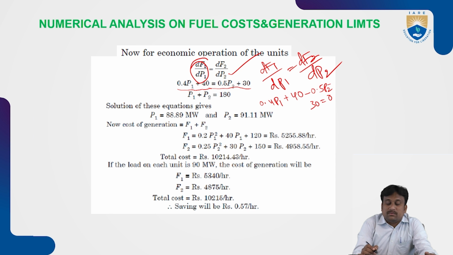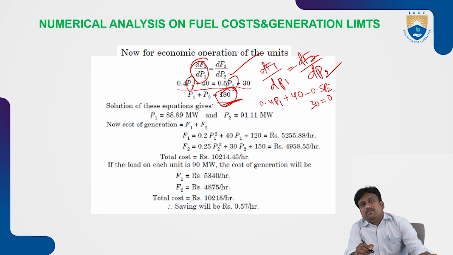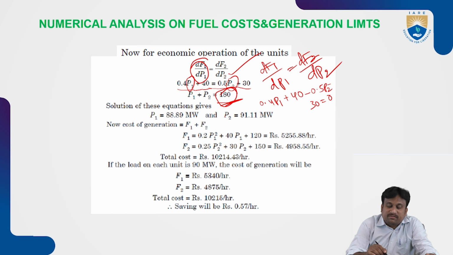So that means the summation of the coefficients of P1 plus P2 you may obtain with a value of 180. If you simplify this one, then you may get 180. P1 plus P2 value is about 180. So the solution of these equations gives the individual values. When you solve the individual equations, you get P1 is 88.89 megawatts, P2 is 91.11 megawatts.